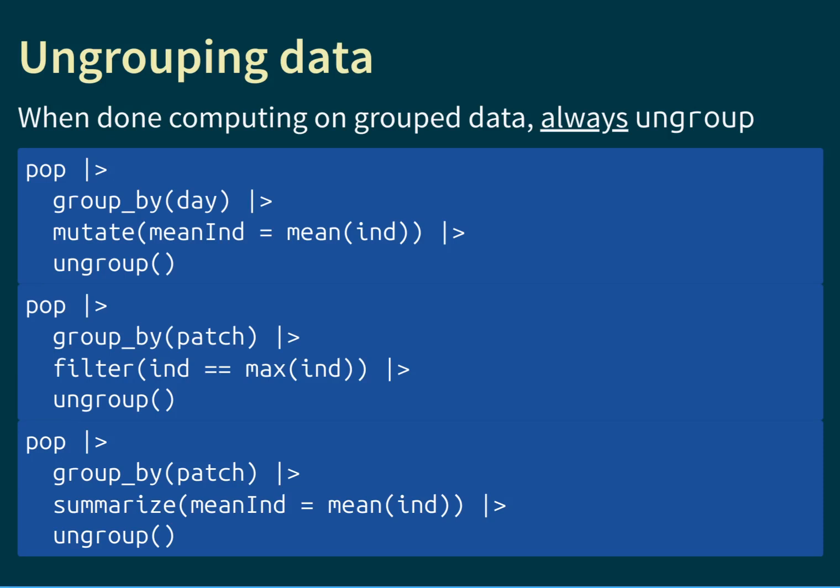So the general principle here is that every group by function should be paired up by an accompanying ungroup. So the pattern is always the same. We first group the data by something, then we perform some operation, or maybe multiple operations if we need to, but then after having done that, we always ungroup our data and return to a clean dataset without any grouping information.